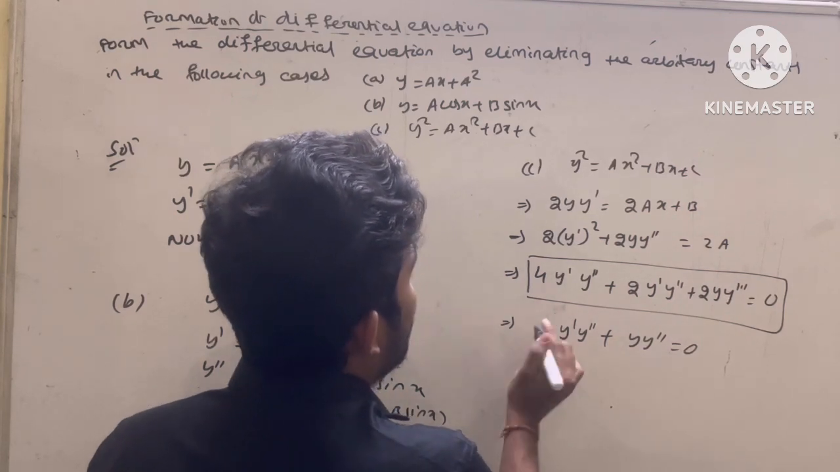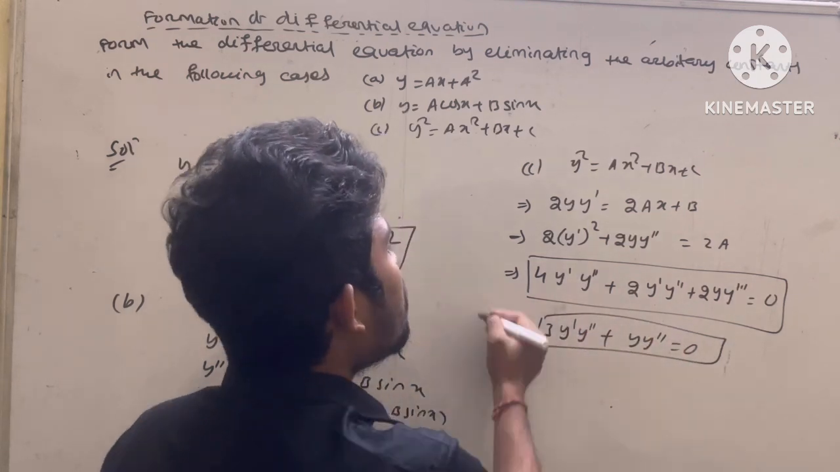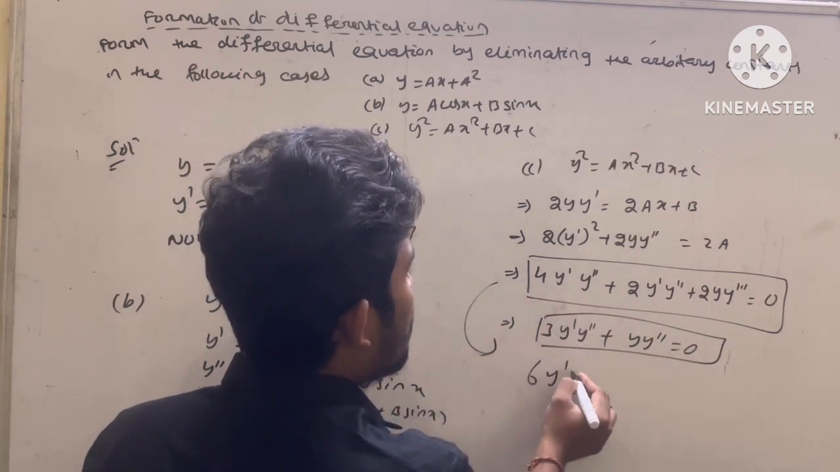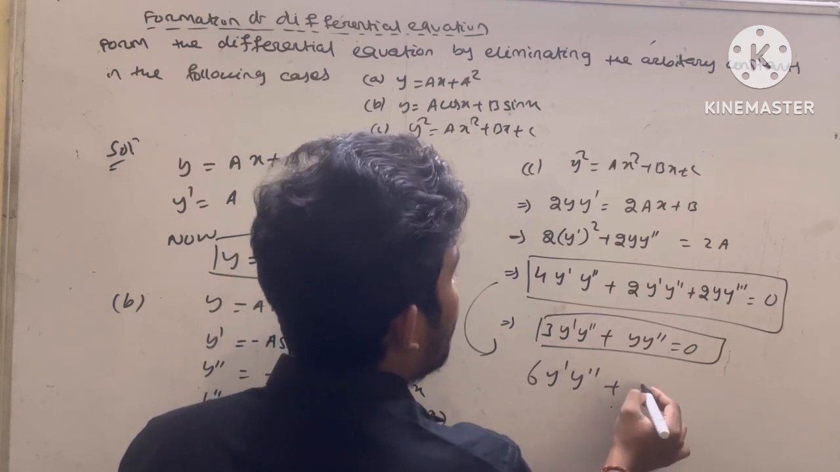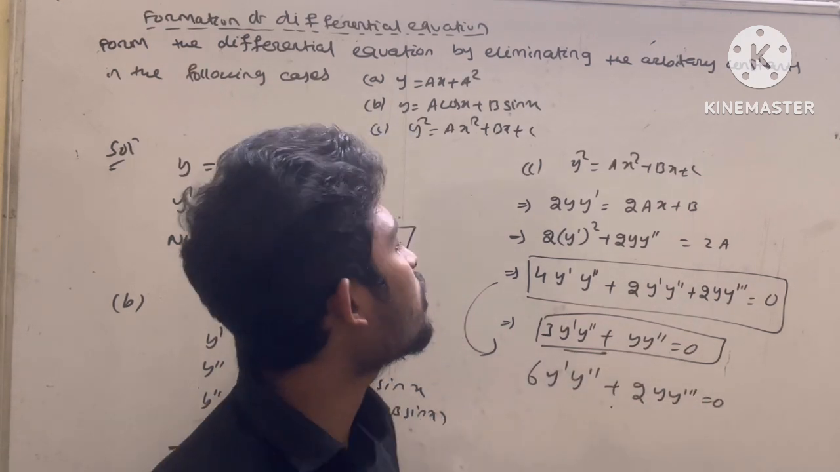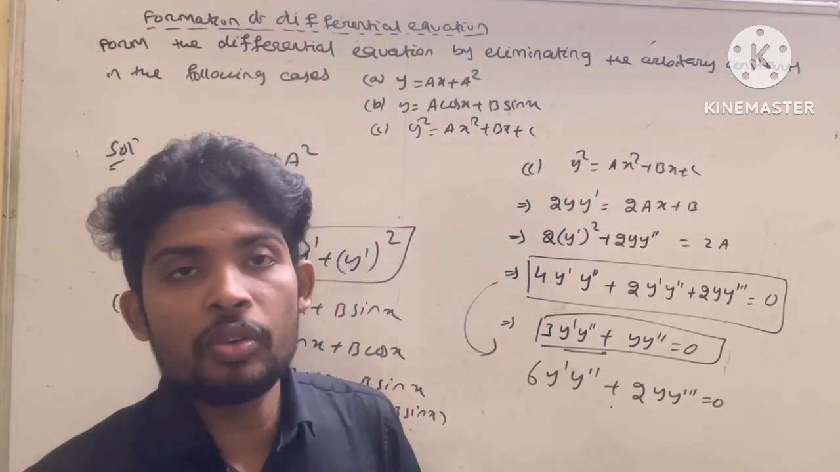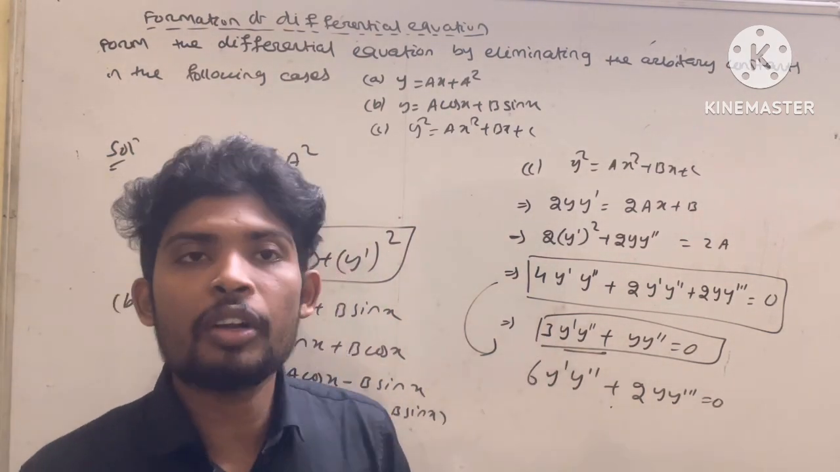This is 3 y dash y double dash. You got that. That is actually, this one is 6 y dash y double dash plus 2 y triple dash equal to 0. So that's why you have to take common. So this is 3 y dash y double dash y double dash equal to 0. So this is the required differential equation that you have to get.